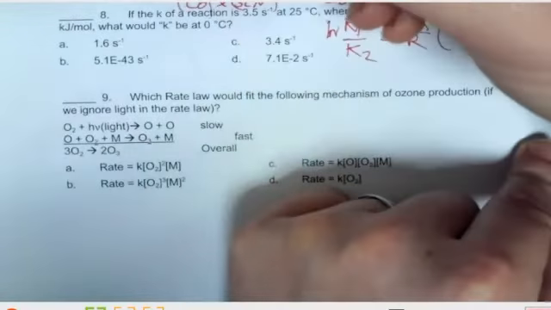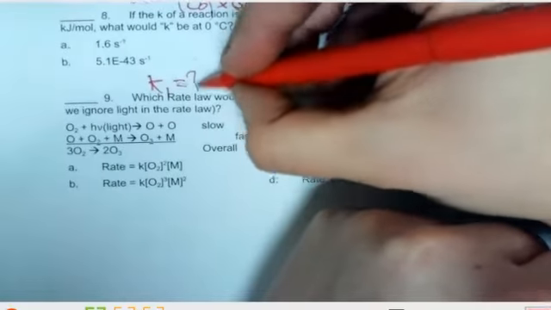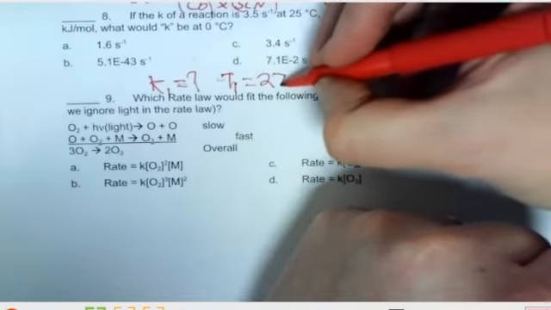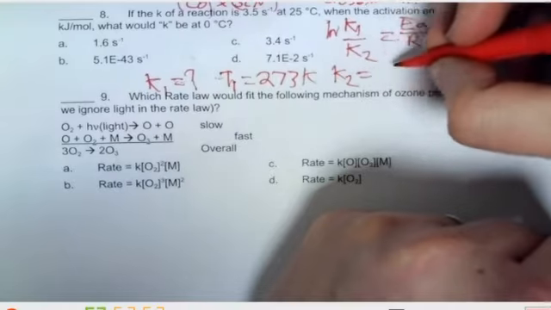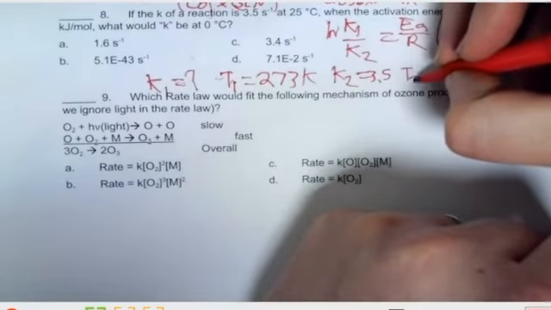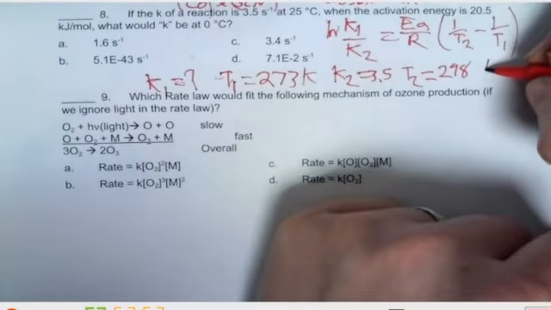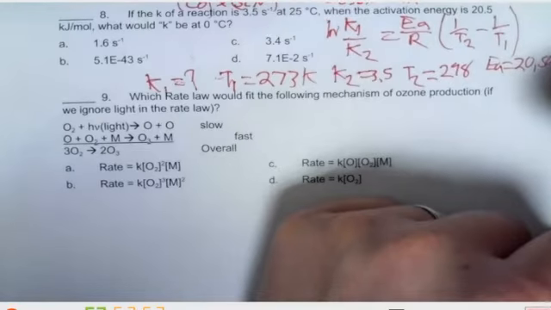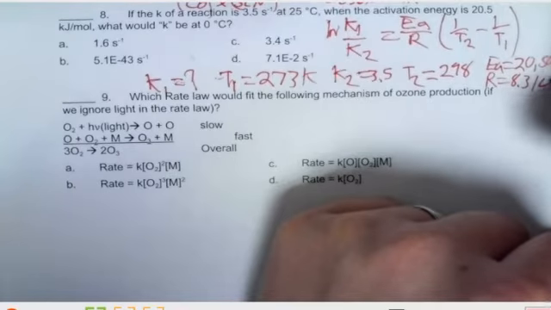So I'm going to use K1 as our unknown. T1 is 0 degrees, which I need to convert to Kelvin. K2 is our 3.5. T2 is 25, which means 298. Our activation energy, you have to make sure to convert from kilojoules, so 20.5 kilojoules into joules, 20,500. And R is 8.314.